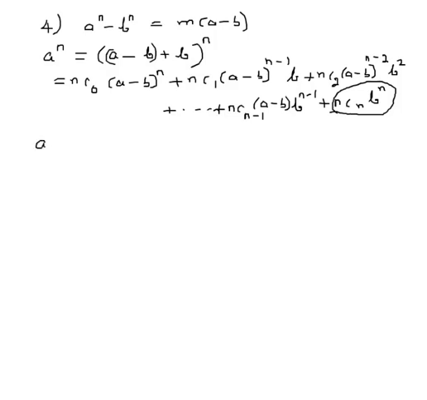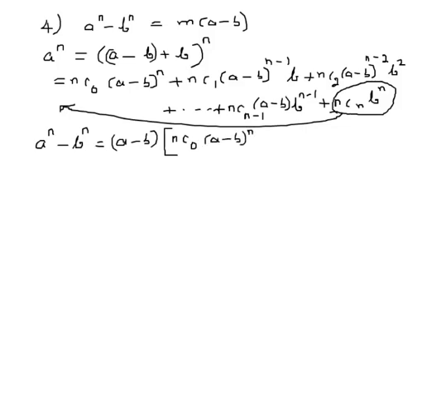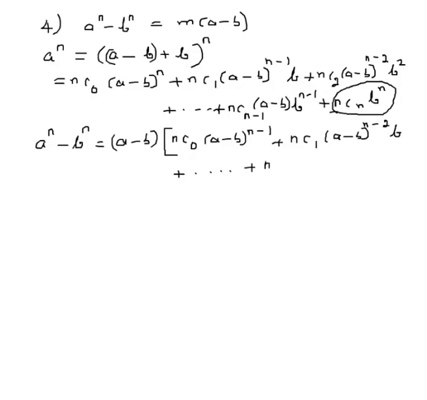Let us take that term to the left hand side. We will get a raised to n minus b raised to n. I have taken this term to the left hand side. Now from the remaining terms, take a minus b common. We get nC0 (a minus b) whole raised to n minus 1. From the second term we get nC1 (a minus b) whole raised to n minus 2 times b plus etc. From the last but one term we get nC(n minus 1). A minus b has been taken out, b raised to n minus 1.